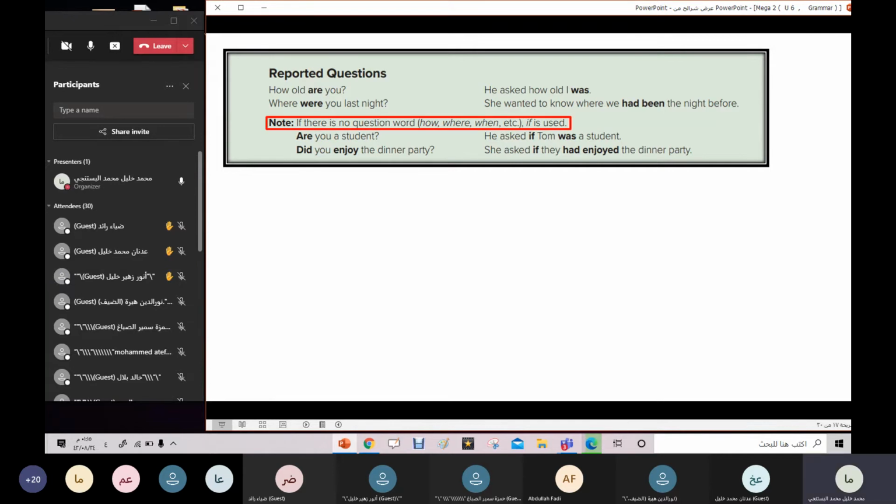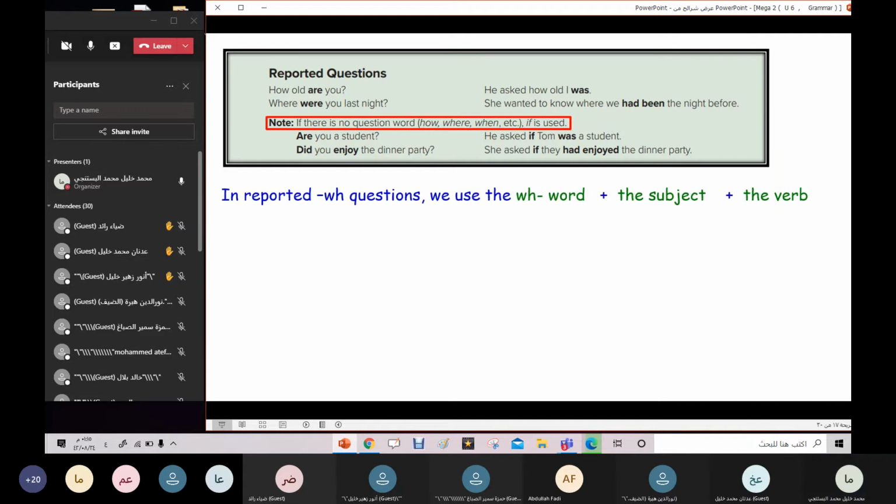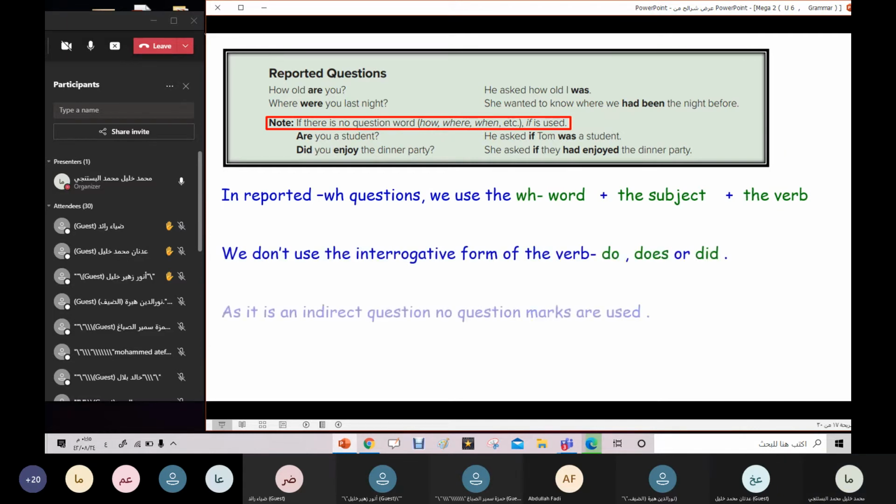If there is no question word, use if. Are you a student? He asked if Tom was a student or if I was a student. Look here. Read, Adnan.